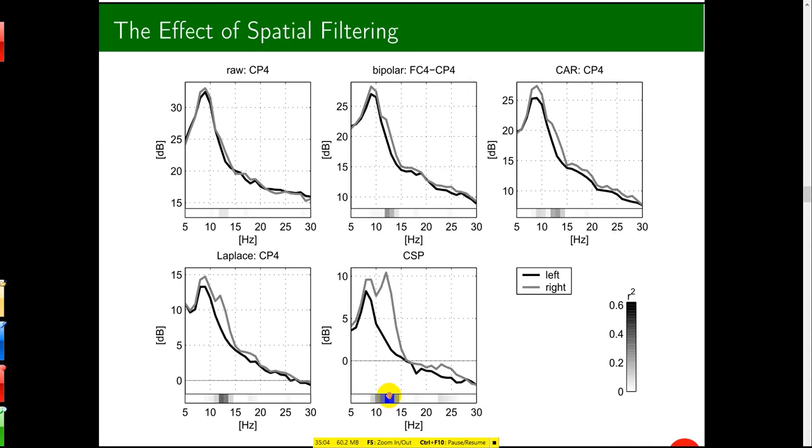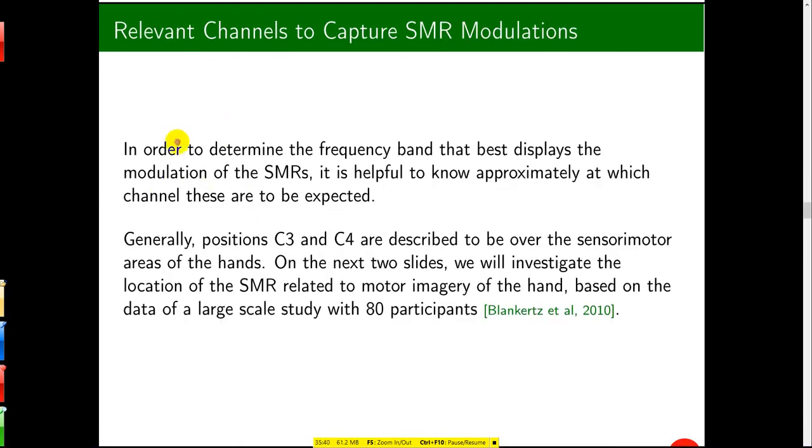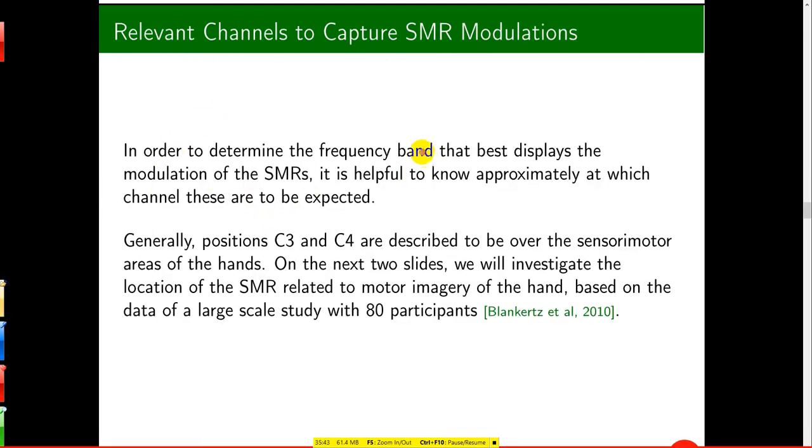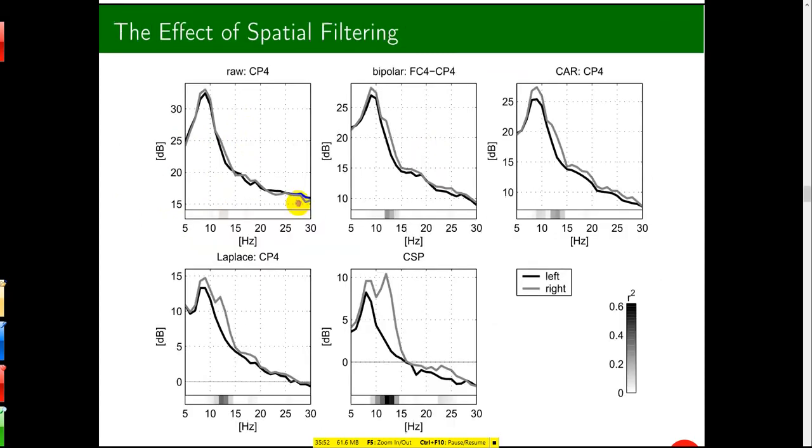Clear? So we know the problem, spatial smearing or the volume conduction effect, because each electrode picks up activities from different areas of the brain, and that brings us very overlapping patterns. However, we can improve that by applying not a temporal but a spatial filter. Some comment: in order to determine the frequency band that best displays a modulation of the sensorimotor rhythm, SMR, it's helpful to know approximately at which channel these are to be expected.